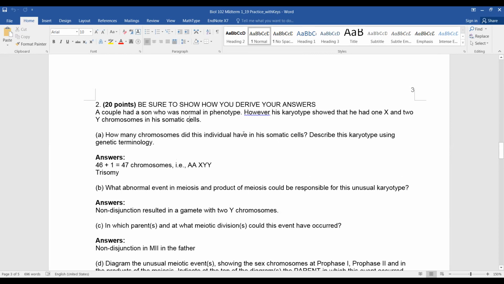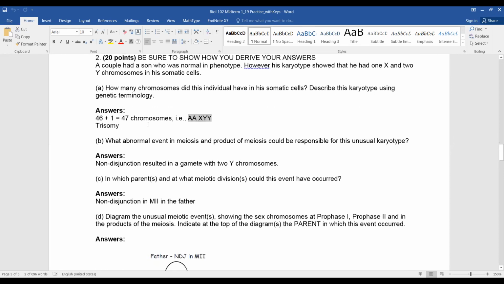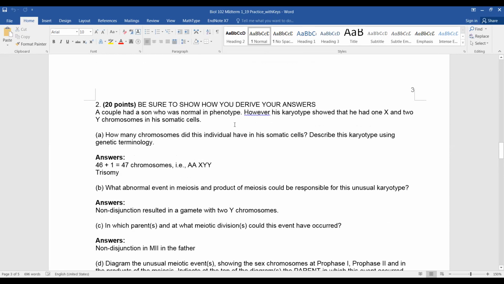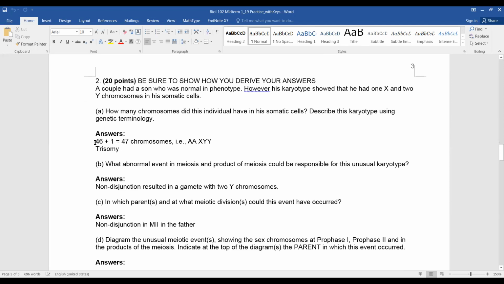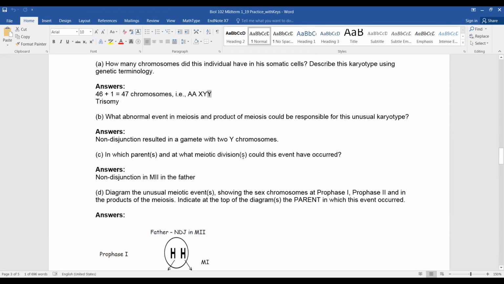So how many chromosomes are there in this individual's somatic cells, and describe his karyotype. Karyotype means the makeup of the chromosomes, right? Using the genetic terminologies here. Of course, because the other autosomes are normal, the only non-standard situation is the makeup of the sex chromosomes. So this one has 46 plus 1, so 47 chromosomes, because he has an extra Y chromosome here.